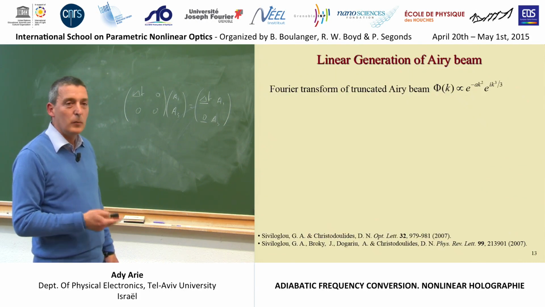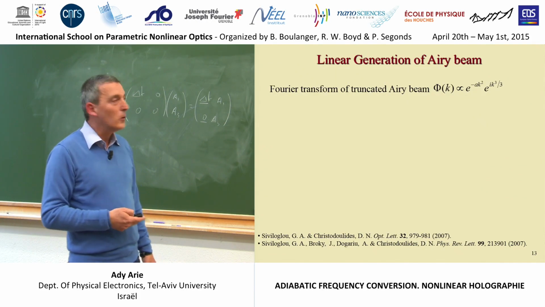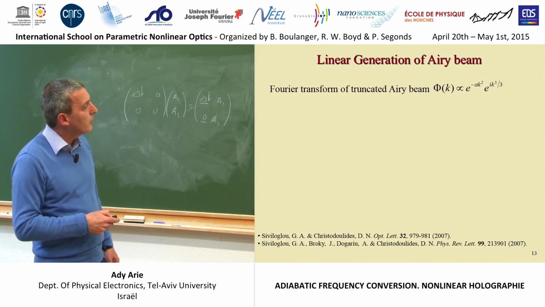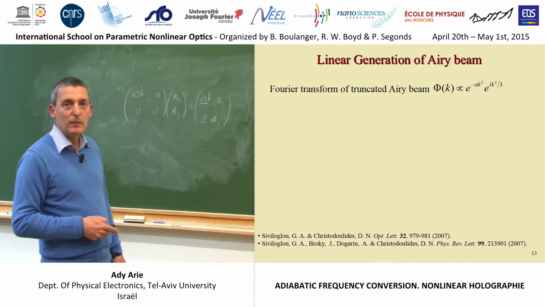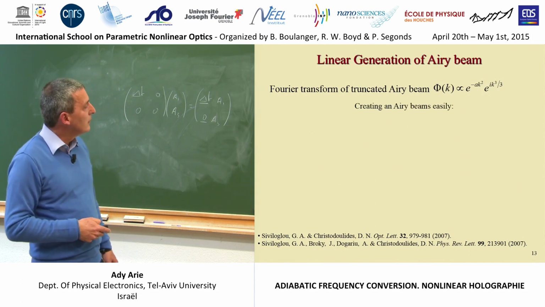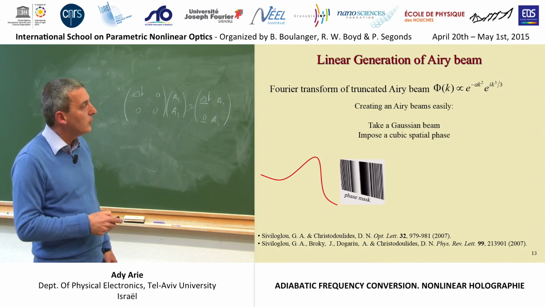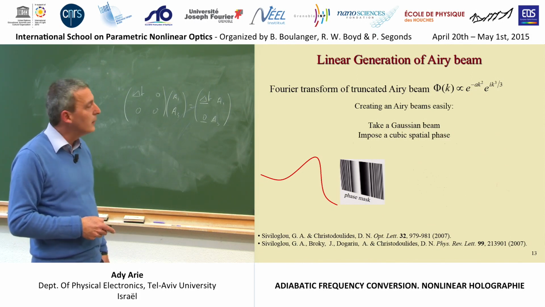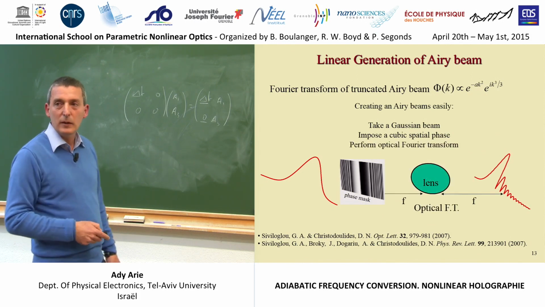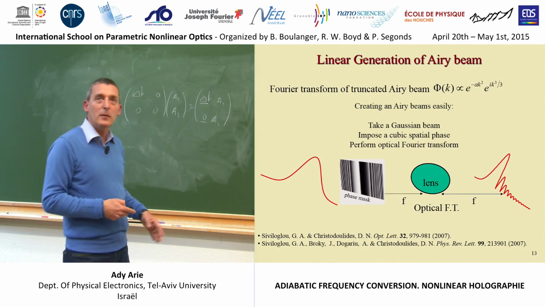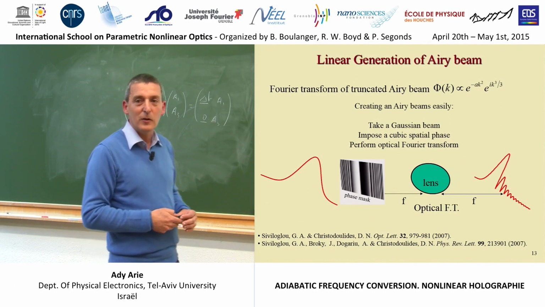So how do people make Airy beams in linear optics? The idea is that the Fourier transform of the Airy beam has a cubic phase. So what they do is they start with a Gaussian beam. They put some phase mask with a cubic phase, with an SLM, for example. And then they do a Fourier transform, and they get the Airy beam.